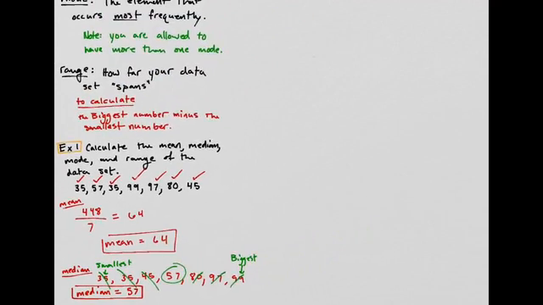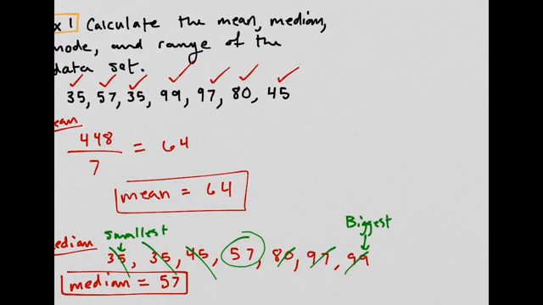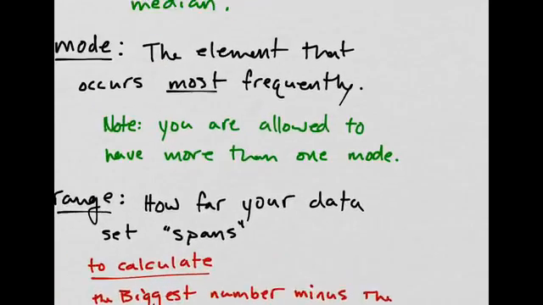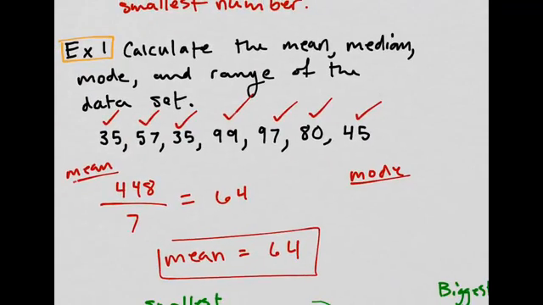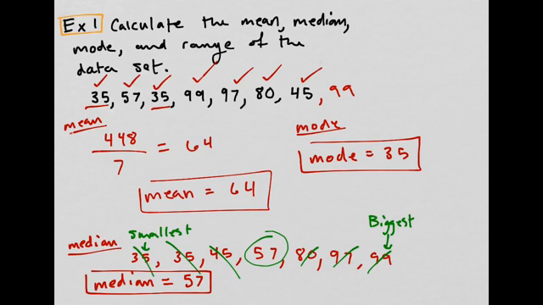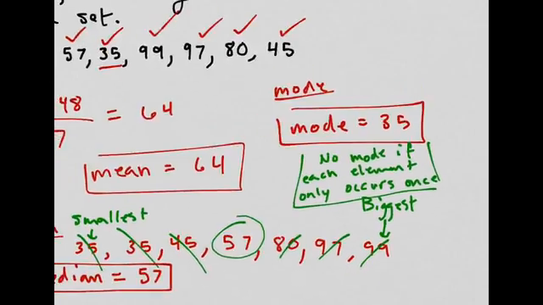Now I need to get the mode. The mode is easy. Remember, the mode is just the element that occurs most frequently. So the mode here is 35 because it occurs twice and nothing else occurs twice. So that's the mode. If you had, say, another 99, then the mode would be 99 and also 35, because they both occur twice. If they all occur once, then you would say no mode. So no mode if each element occurs only once.